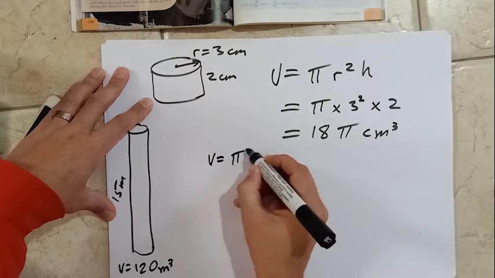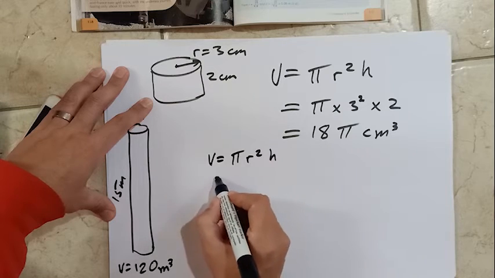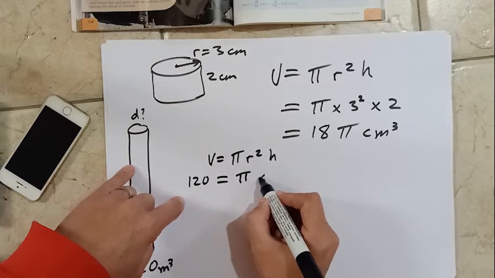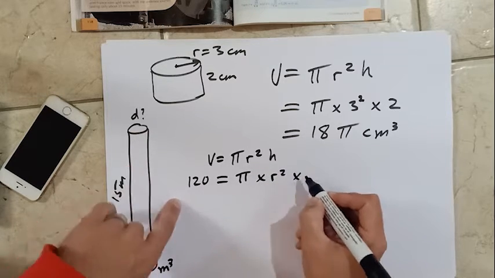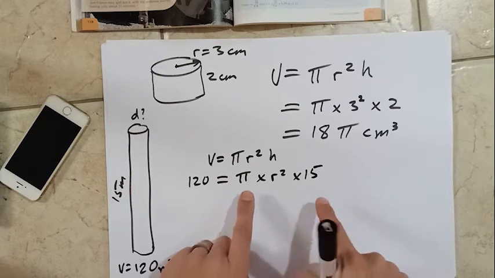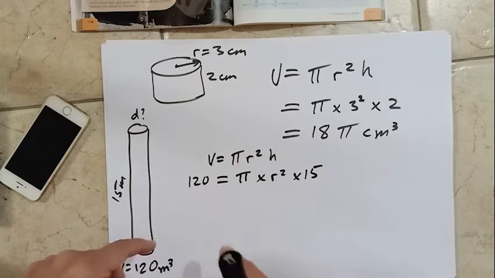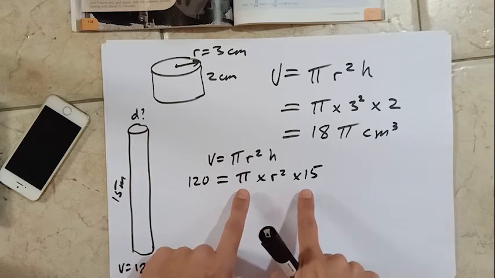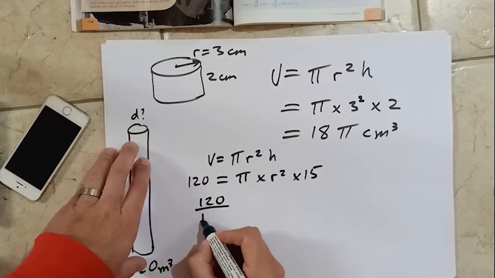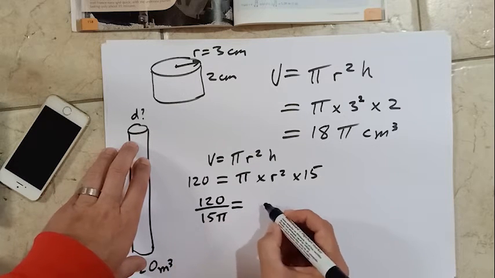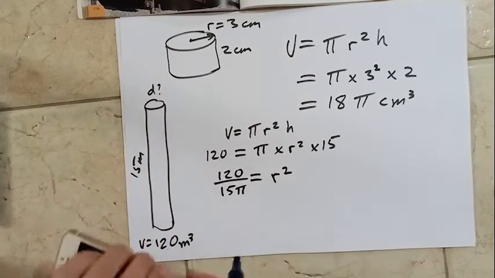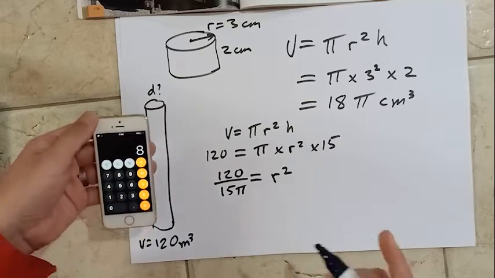V equals pi r squared h, which is, now put the numbers in, 120 equals pi times r squared times 15. Now let's do our algebra jiggery pokery. These two come down here, or if you prefer, we divide both sides by 15 pi. So that would look like this, 120 over 15 pi equals r squared. Now 120 divided by 15 equals 8.